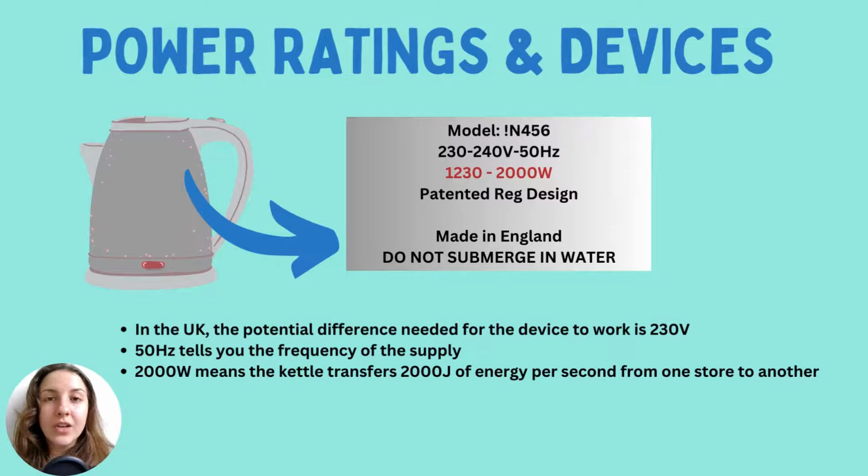Sometimes they will ask you to look at a device and ask you what those numbers mean. Remember, the best way to distinguish this is to know the units. Hertz is the frequency of the supply, of the power supply. You also know that the volts is the potential difference, and 230 is what is needed for all devices in the UK, which is what you'll be asked about.